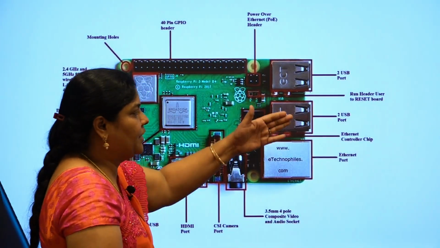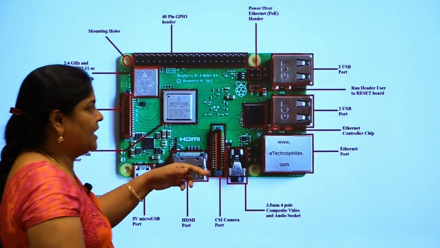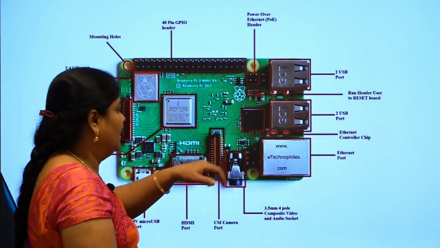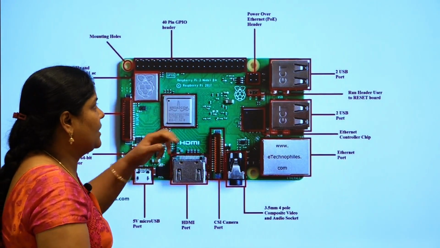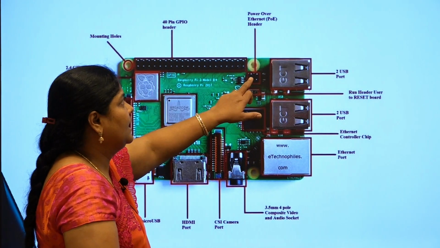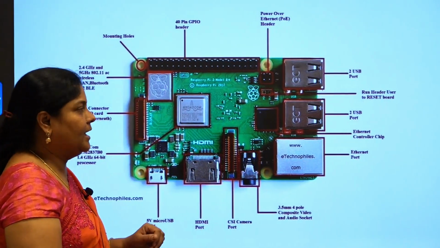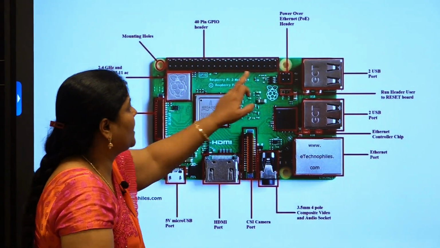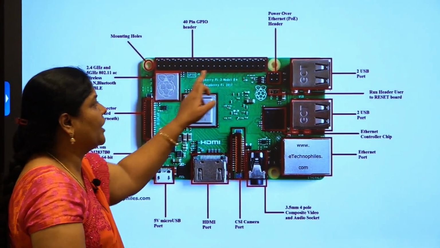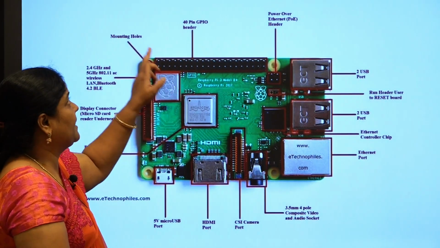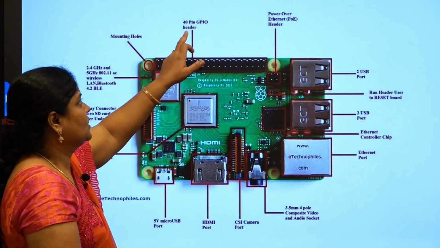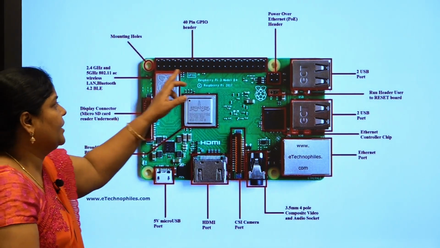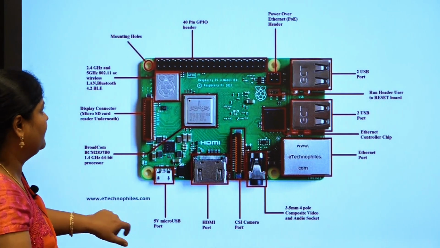So, you can connect 4 different things to work multiple applications at a time, and this one is a reset button. If you are connecting it correctly, then you can see that the power will be on in this session, power over Ethernet header. You can also call it PoE. And the main thing are these GPIO pins. You will be having 40 pins in this Raspberry Pi 3 model B board. So, these are called as GPIO, general purpose input output pins. So, here you are going to connect different types of sensors.